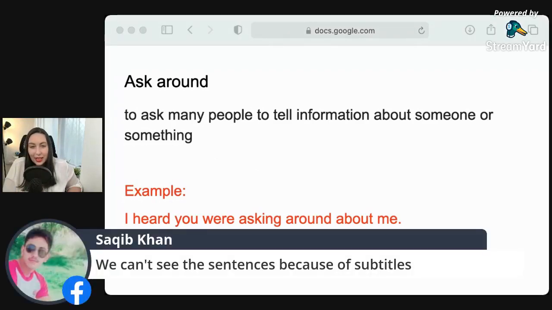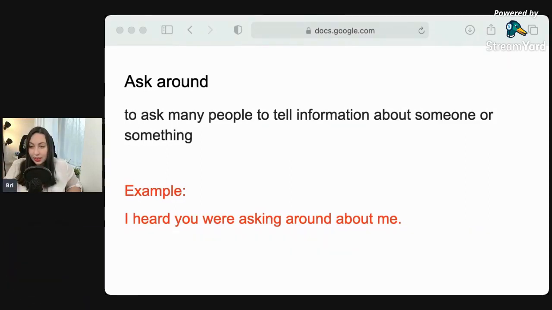Hold on. We can't see the sentences because of subtitles. I think the subtitles are automatic. So I think you can go to the settings, maybe on the video, and turn off the subtitles. Okay. So next one.